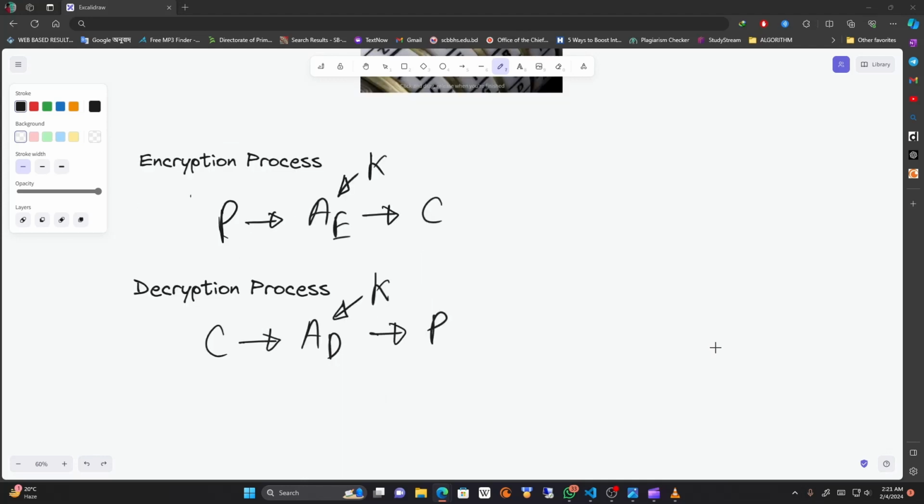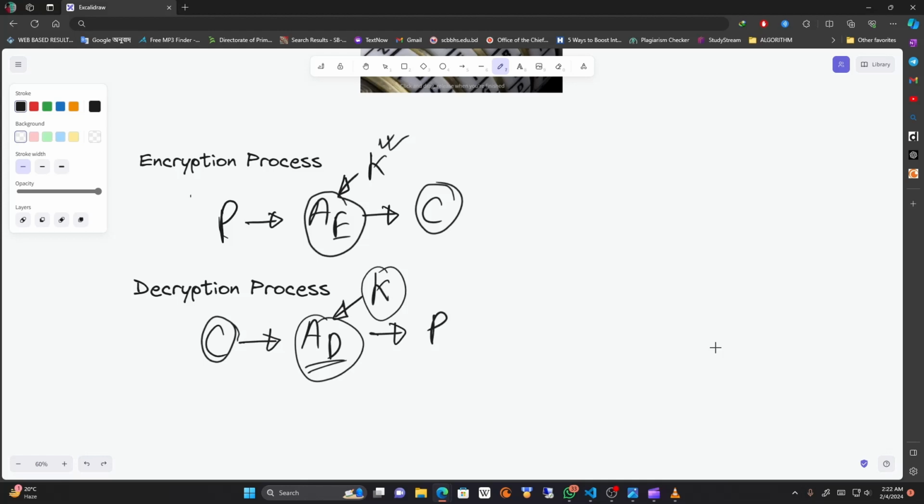In the encryption process of this algorithm, we need to pass our plain text through our encryption algorithm, and this algorithm will need a shift key value and give us a ciphertext value. And on the other hand, for the decryption process we need to put our ciphertext into a decryption algorithm, and this algorithm also needs a key value, and this process will give us a plain text.